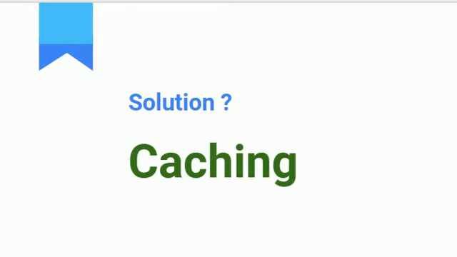So we have to apply some caching technique to the above example so that we can get the answer for f of 45 immediately. Let's see the caching solution in the next video.